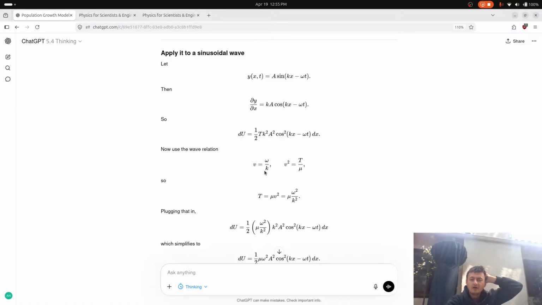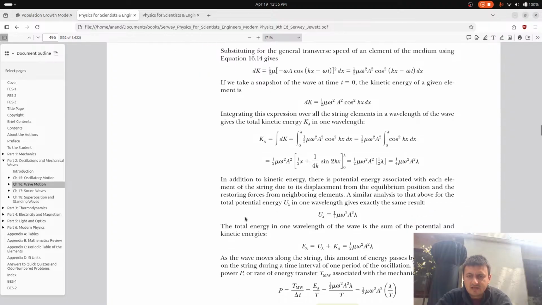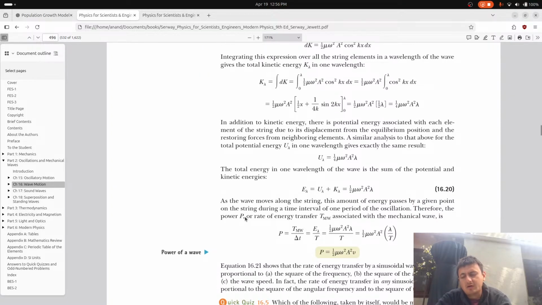But it does a ton of math, and then we integrate, and we get that U is equal to 1/4 mu omega squared A squared lambda. And so it ends up being the exact same as the kinetic energy. So then E lambda is equal to K lambda plus U lambda, which is equal to 1/2 mu omega squared amplitude squared wavelength. Wavelength? But I thought it was wave speed. What did they do after that? Oh, power. Okay, yeah.